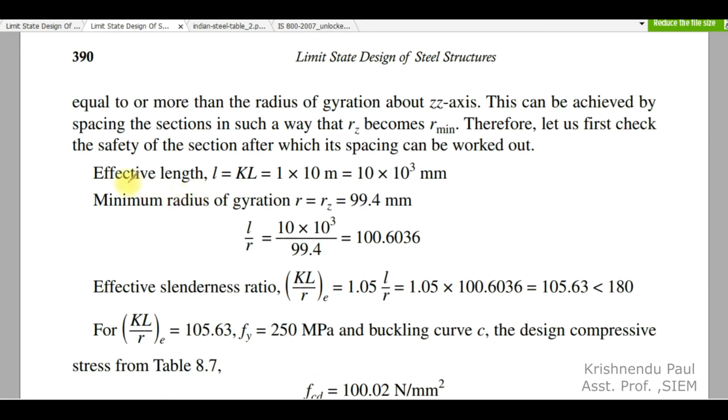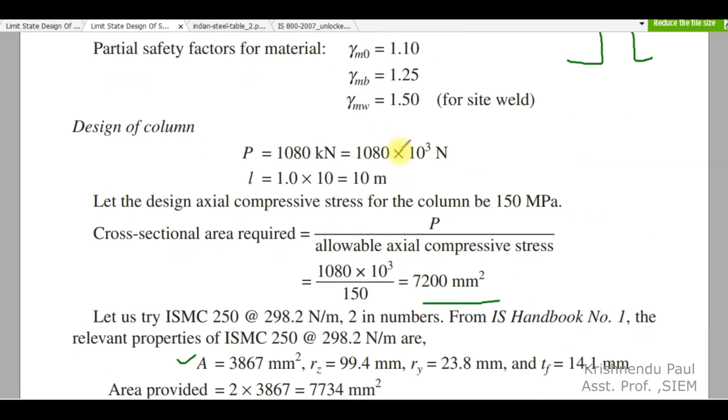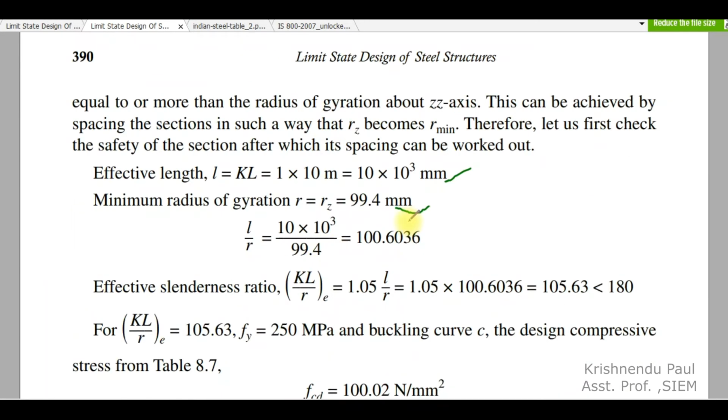So here you can see effective length is equal to 1 into 10 meter. The maximum radius of gyration, that is r equal to rz, is selected because we have to place these two channel sections in such a way that rz will be the governing minimum one, and we have to increase ry by placing these two channel sections at a particular spacing. So in that case rz would be the minimum one. So the minimum radius of gyration is r equal to rz, 99.4 millimeter.